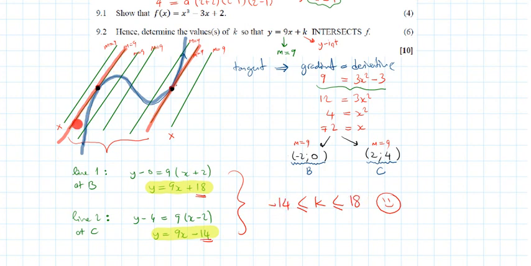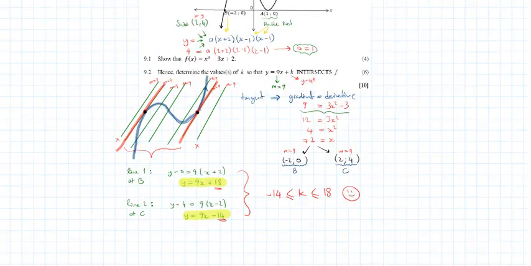If k is less than negative 14, those are the ones that don't intersect. If k is more than 18, those are the cases where they don't intersect again. And anything in between intersects twice. Any line in between intersects twice with the cubic function. So that's how you get the interval of possible answers for k.